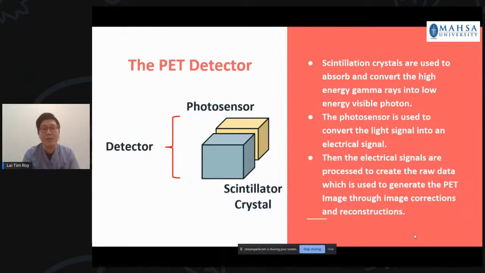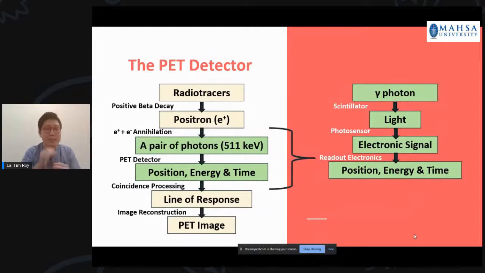Where does this gamma ray come from? I will explain more in a while. All right, look at this diagram that I'm going to show. I'm going to explain to you how this gamma ray is produced and how this detector works. First, an injection of radiotracer into a subject, into a patient. The radiotracer arrives at the target organs or tissue through the circulatory system after a certain amount of time, and it participates in the metabolic process of the subject.